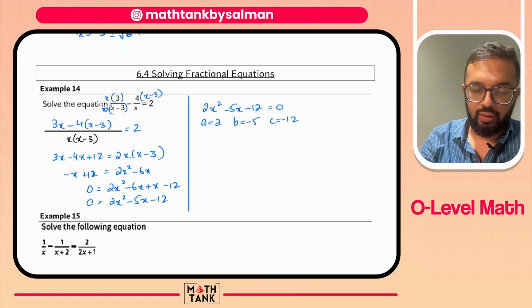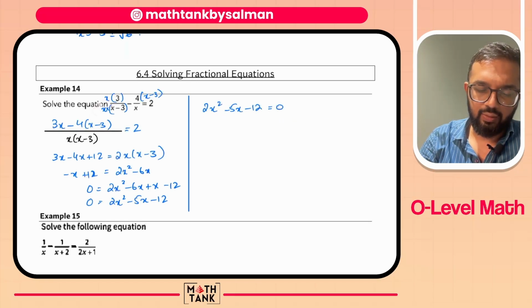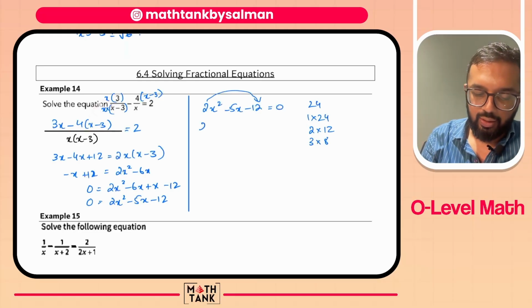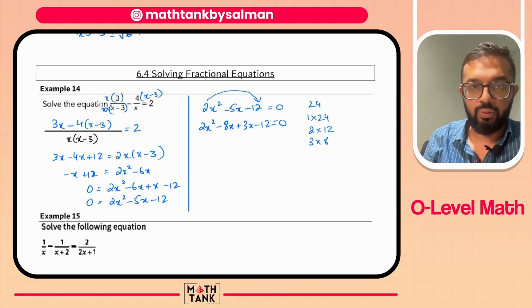I could use the quadratic formula, although I think factorization is easy. Let's just do that. Let's see, very clear-cut factors. So 2 times 12 is 24. What are the factors of 24 that I'm going to use? I'm going to use 3 and 8. So 2x squared minus 8x plus 3x minus 12 equals 0.